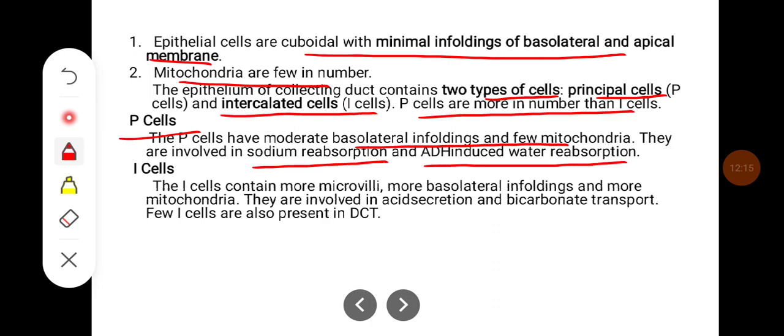Whereas I cells contain more microvilli, more basolateral infoldings and more mitochondria. They are involved in acid secretion and bicarbonate transport. A few I cells are also present in the DCT.